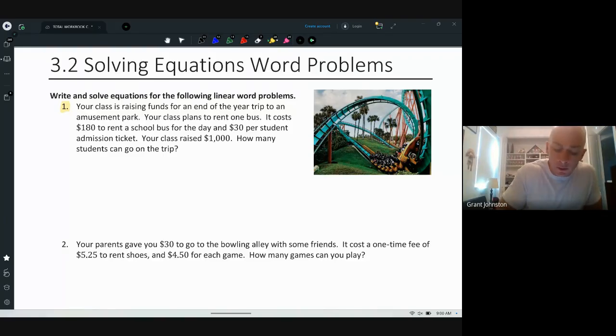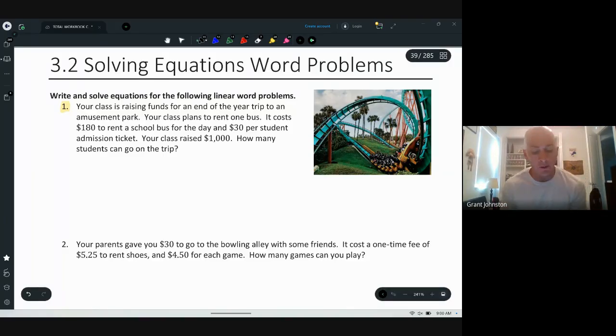Solving equations, word problems. Okay, write and solve equations for the following linear word problems. So number one says, your class is raising funds for an end of the year trip to an amusement park. Your class plans to rent one bus. It costs $180 to rent a school bus for the day and $30 per student admission ticket. Your class raised $1,000. How many students can go on the trip?